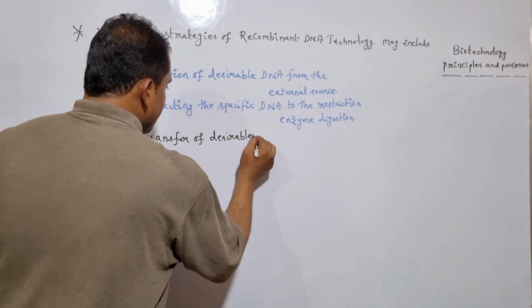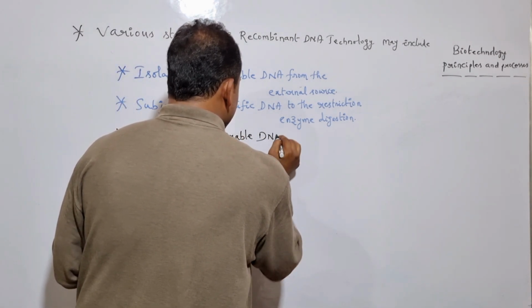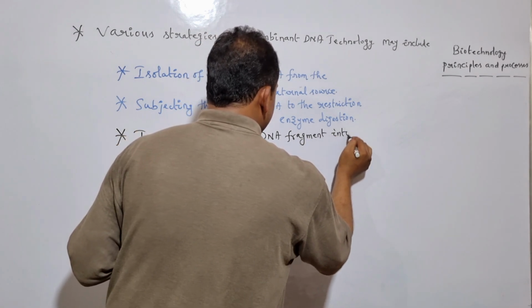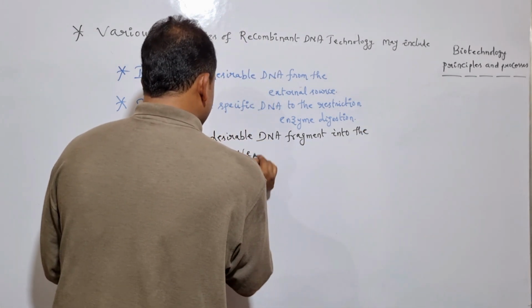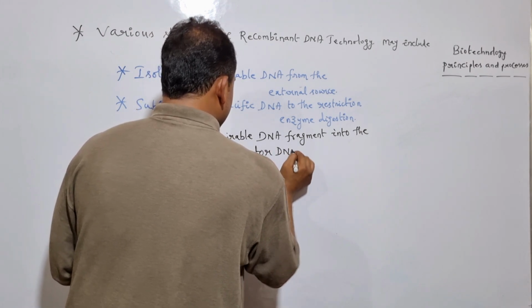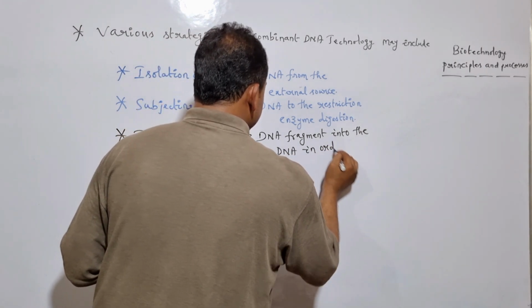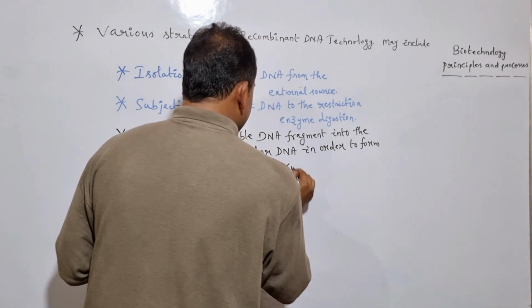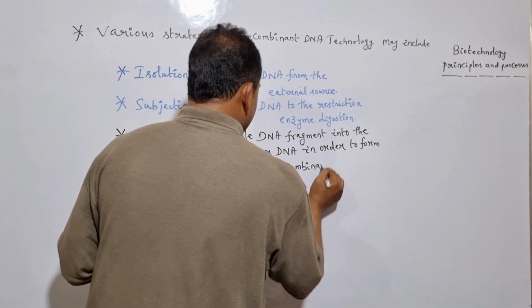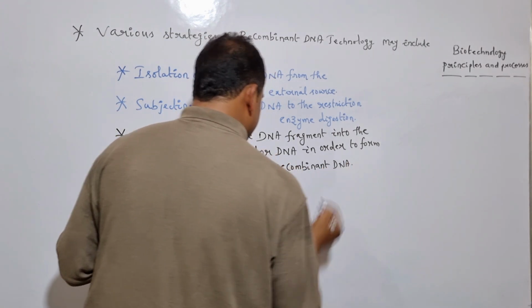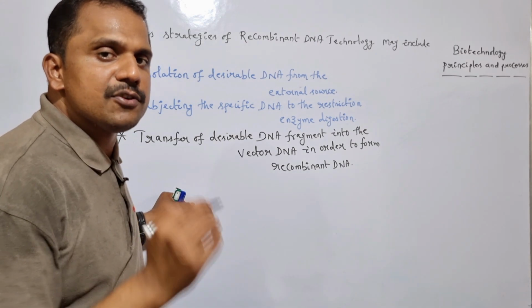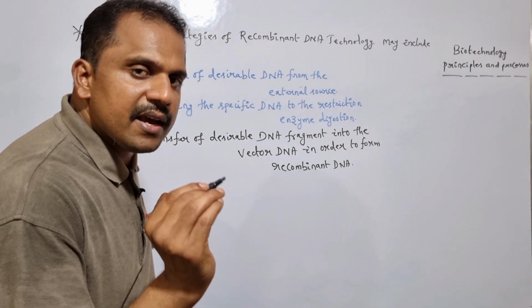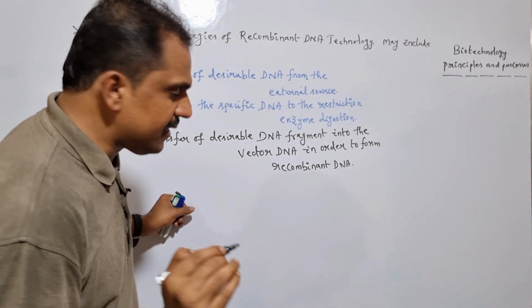desirable DNA fragment into the vector DNA in order to form recombinant DNA. And then after, the recombinant DNA has to be successfully transferred into the host organism in order to regulate the gene cloning mechanism or the gene transfer mechanism. Is it clear?